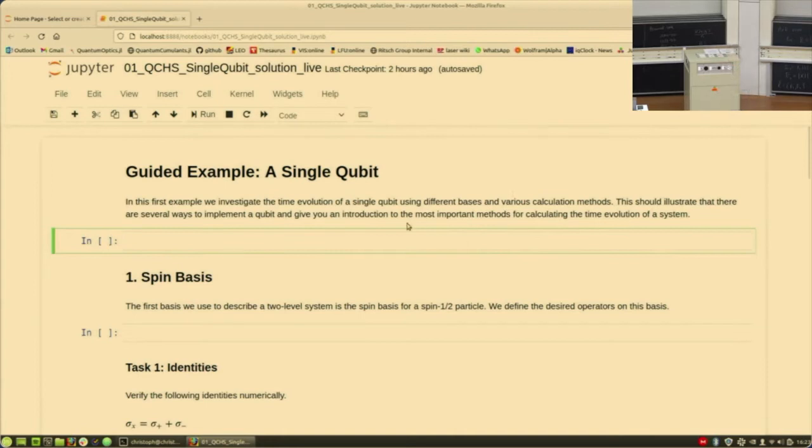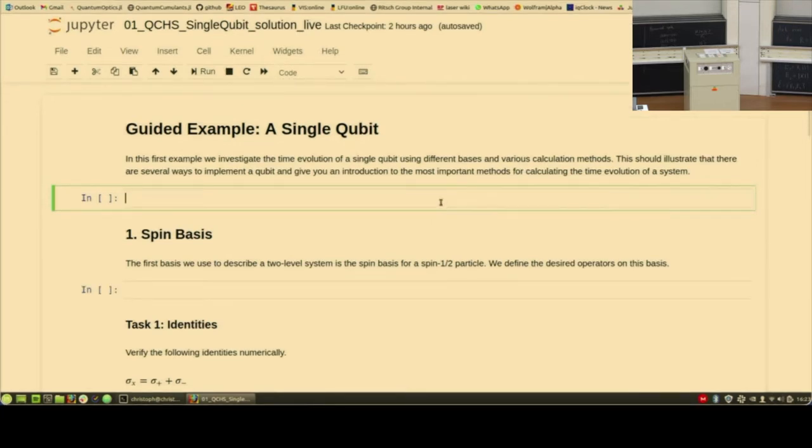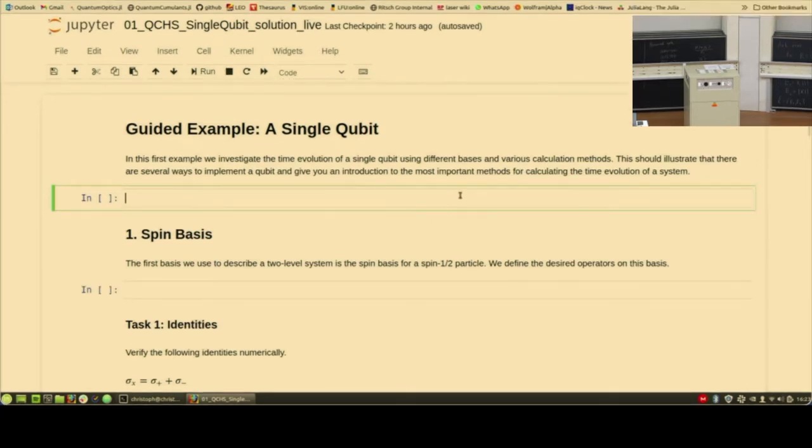All right. So the first example, as Laurin already mentioned, is a single qubit. And this basically should just show you that there are different ways to implement a single qubit, and that there are different methods to solve the dynamics of this single qubit system, or in general for every other system. So this applies for all different systems you want to implement.